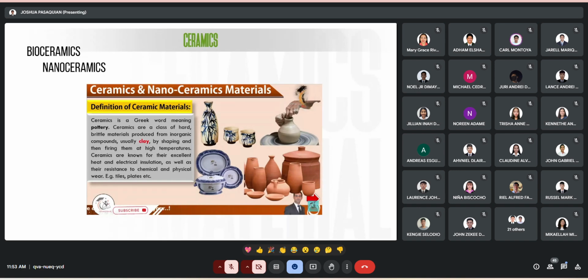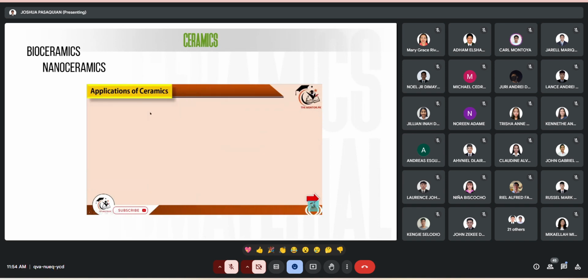Ceramics are known for their excellent heat and electrical insulation. Like they are insulators, they don't conduct heat and electricity. And they're also resistant towards chemical and physical wear and tear. Their examples are tiles and plates. These are all their examples. So this is about ceramic materials.